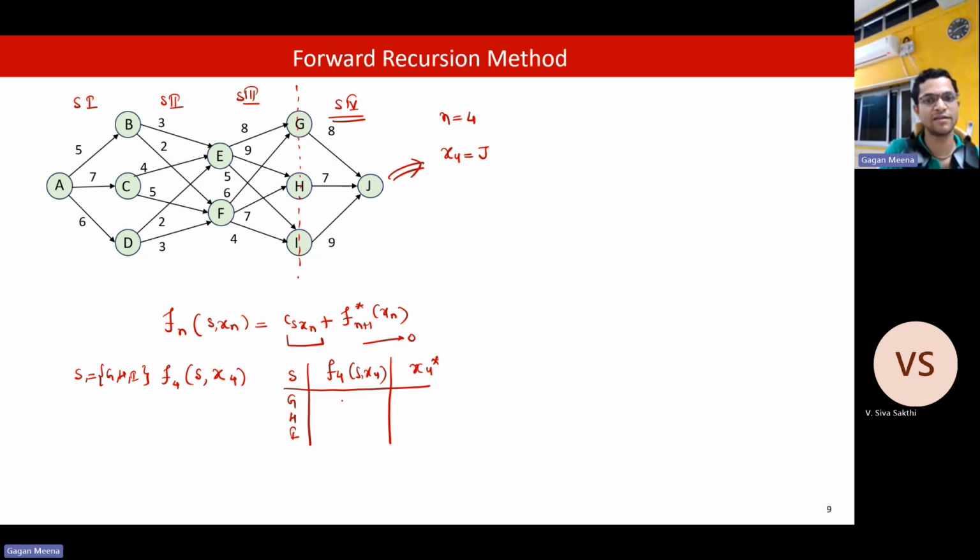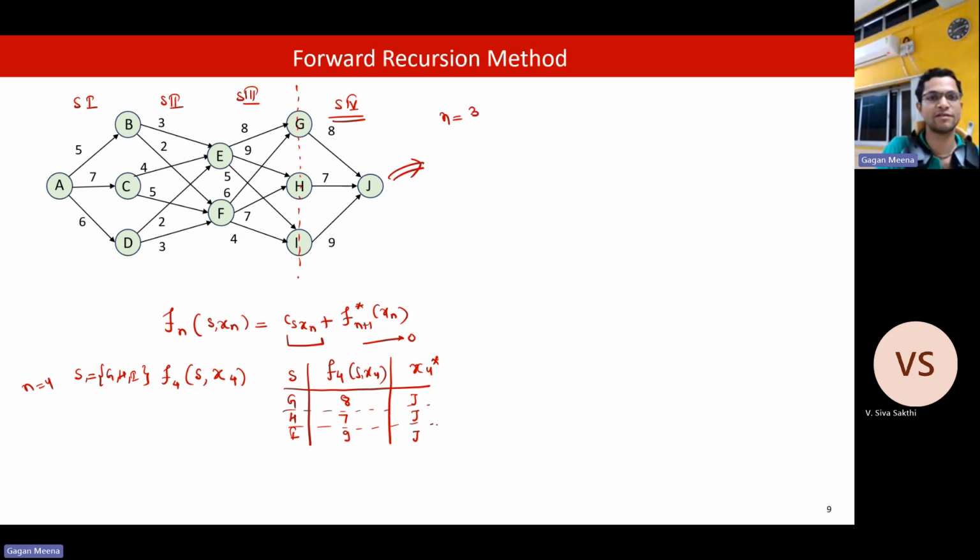G here is 8. If you want to move from G to J, then the cost is 8. From H to J it is 7. From I to J it is 9. So X4 dash is J. Here only one. This is for n equals 4.